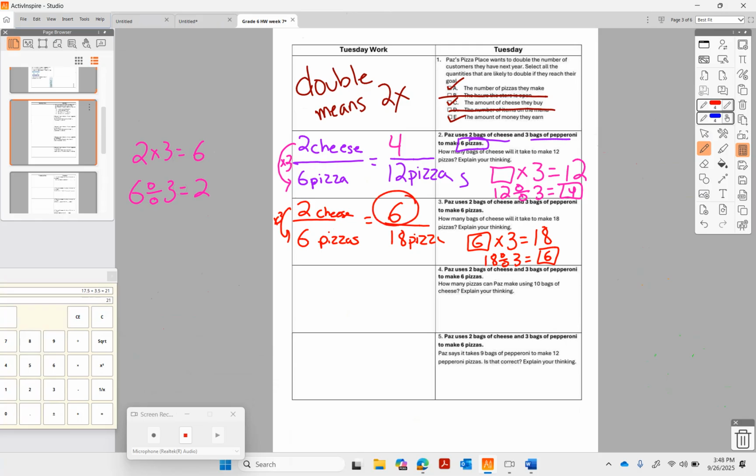Okay? Change the color again. Let's go to that one. Paz uses 2 bags of cheese and 3 bags of pepperoni to make 6 pizzas. How many pizzas can Paz make using 10 bags of cheese? Okay, so 2 cheese made 6 pizzas.